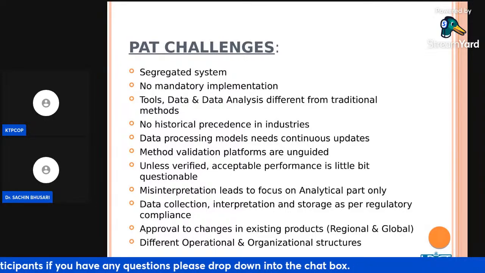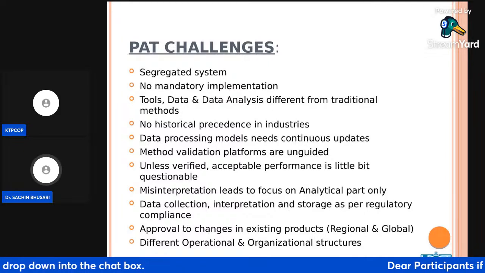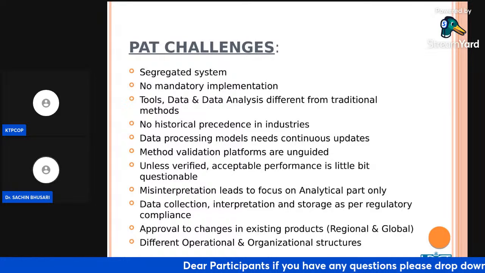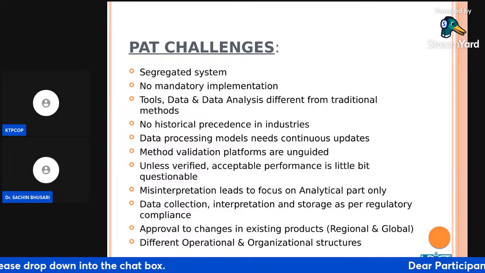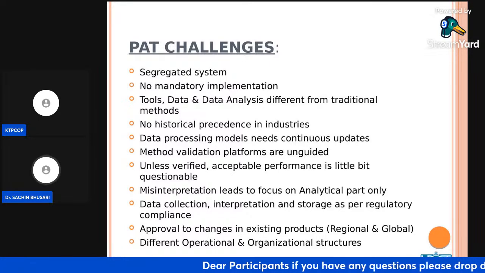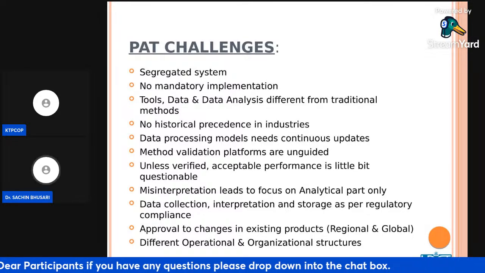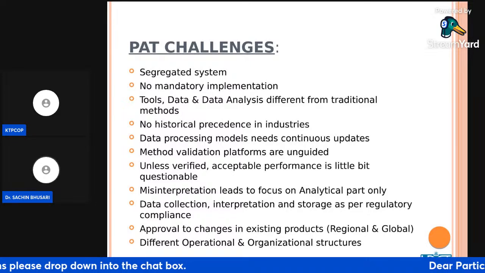The second challenge is that it is not mandatory. Implementation is not mandatory. US FDA has given us a guideline. Yes, definitely. A guideline means if you want to be in the race, you have to keep yourself updated. Correct. So PAT guidelines are there. Every industry is trying to follow PAT, but it is not mandatory. That is another challenge, because if it is mandatory, we try to implement it, we try to use it, and if there is mandatory implementation, then there are developments. Then only there are developments. So another challenge is that it is not mandatory.